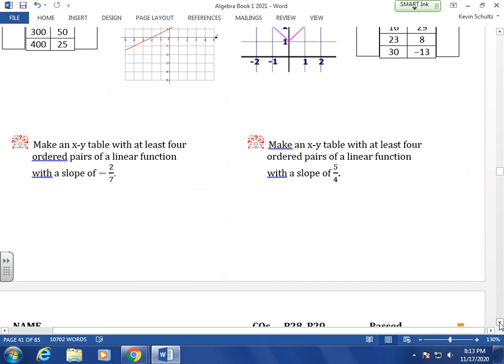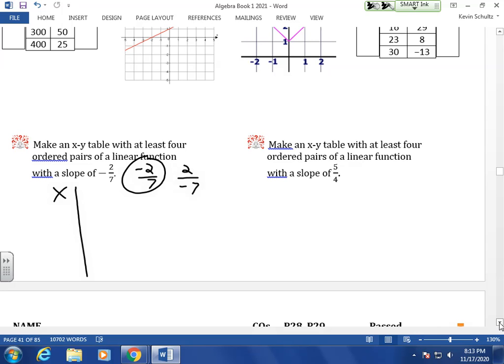It says make an XY table with at least 4 ordered pairs of a linear function with a slope of -2/7. What this means is, that negative sign can either go with the numerator or the denominator. It would mean the same thing. But basically, I'll go with this first one here. In my XY table, I'm going to pick a number, 5, and pick a number, 1. If my change in y is down 2, that means my next y value is going to be 5 minus 2, which is 3.